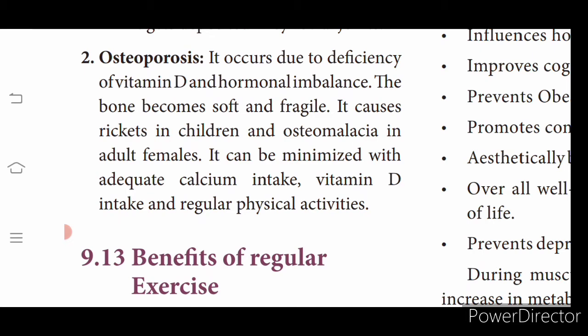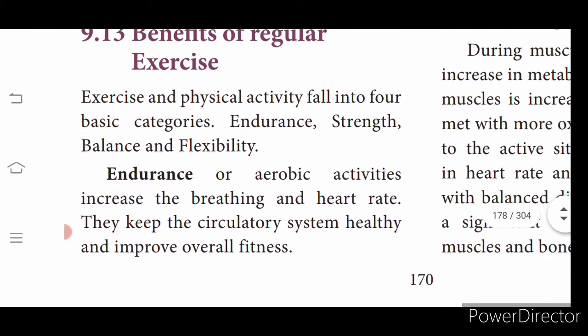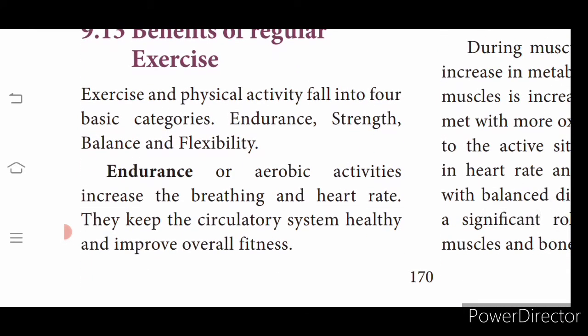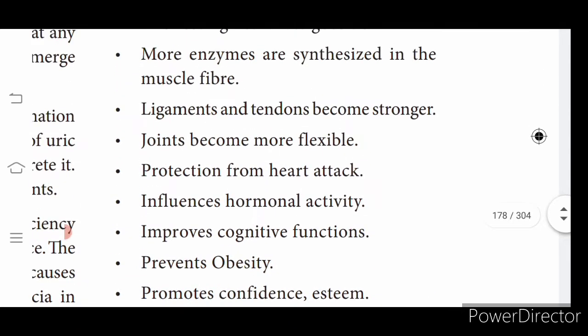Osteoporosis is a very dangerous condition where pores are produced in the bone. It occurs due to deficiency of vitamin D and hormonal imbalance. It causes rickets in children and osteomalacia in adult females. It can be minimized with adequate calcium and vitamin D intake and regular physical activity. Benefits of regular exercise: endurance. Aerobic activities increase the breathing and heart rate. They keep the circulatory system healthy and improve overall fitness.